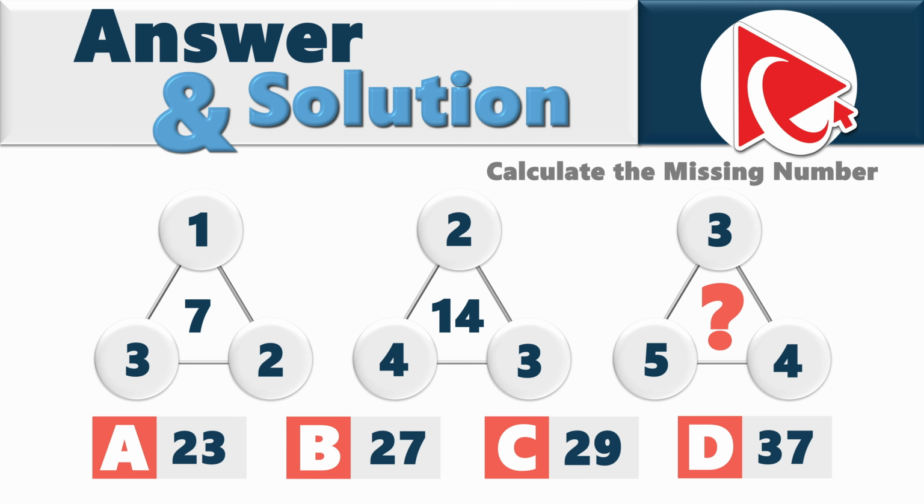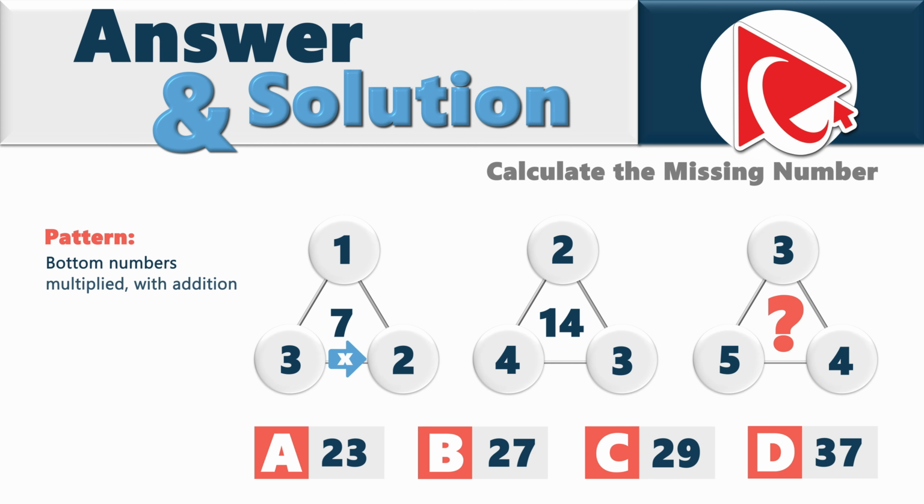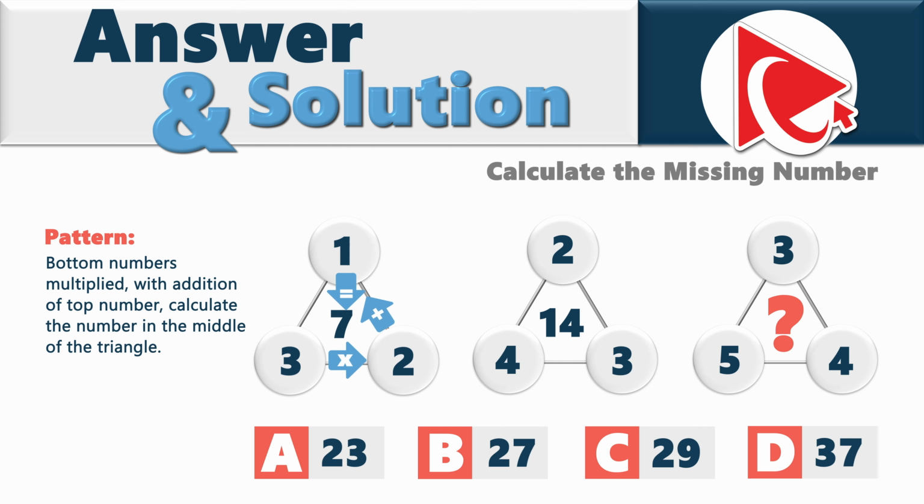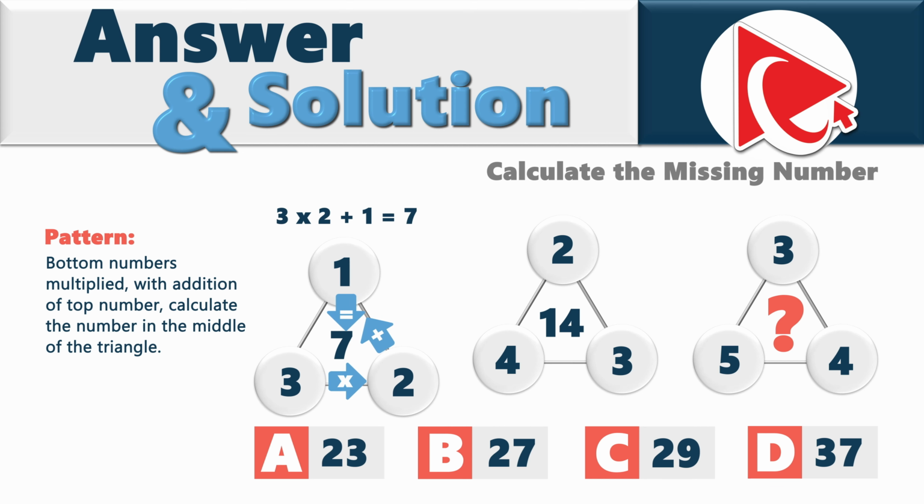For example, in this question, the pattern is that the bottom numbers multiplied with the addition of top number calculate the number in the middle of the triangle. Let's look at the example in the first leftmost triangle. 3 multiplied by 2 plus 1 equals 7. Let's verify this pattern with the middle triangle. 4 multiplied by 3 plus 2 equals 14. And now we can calculate the missing number. 5 multiplied by 4 plus 3 equals 23. So the correct answer here is choice A, 23.